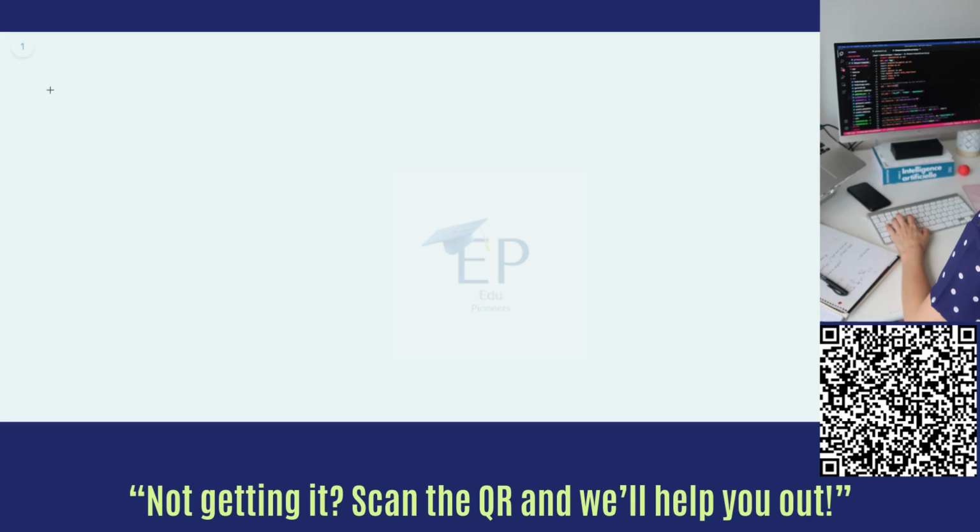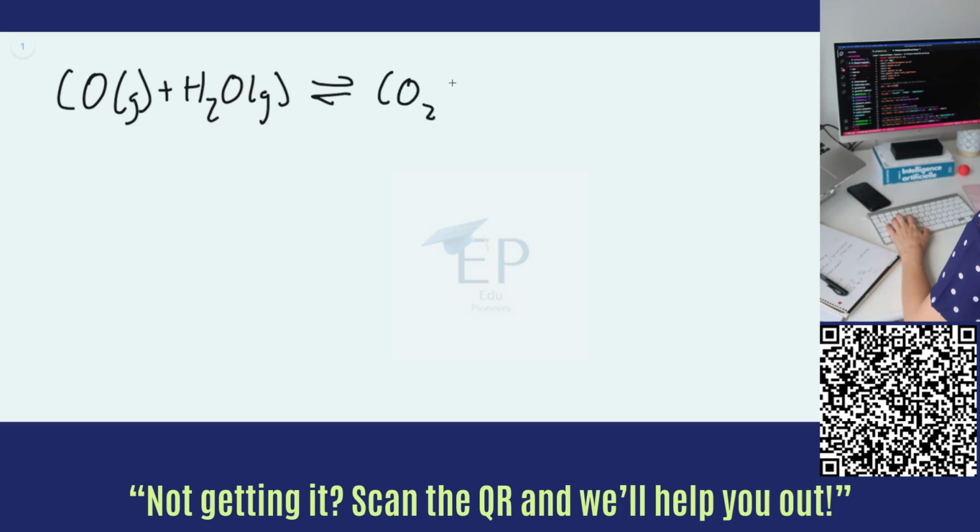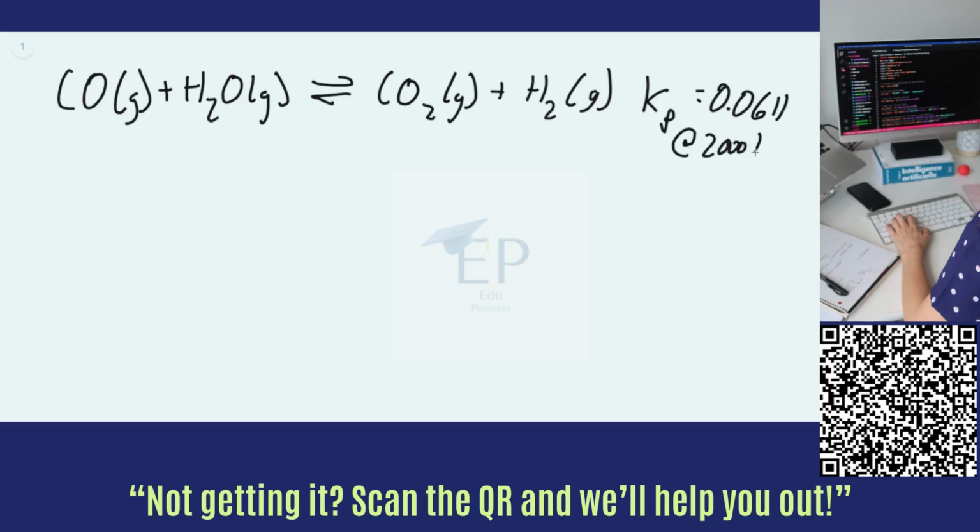So this problem gives us the chemical equation CO gas plus H2O gas reversibly reacts to form CO2 gas plus H2 gas, and then gives us a Kp of 0.0611 at 2000 Kelvin. And so the first thing we want to do is an ICE table, initial, change, equilibrium.